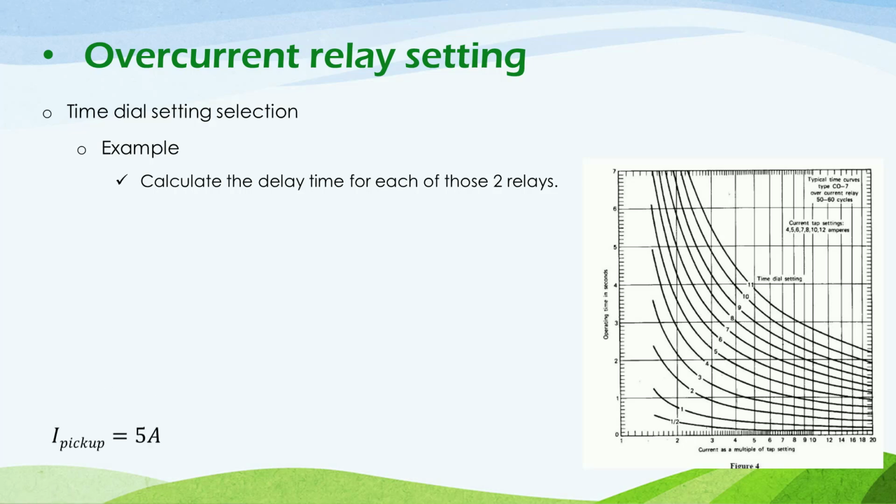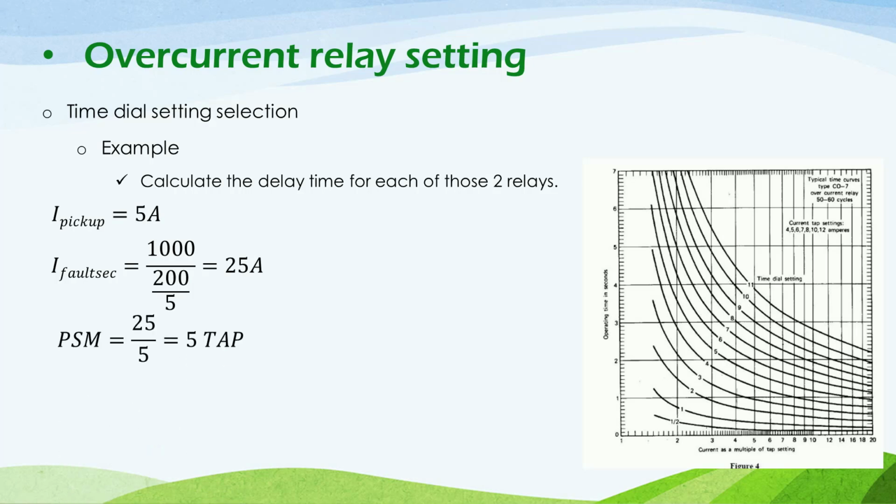And first of all, its pickup current equals 5 amperes. And its fault current that reaches the secondary equals the fault current, which is 1000 ampere, over the transformation ratio, which equals 200 over 5. So the secondary fault current equals now 25 amperes. And after that, the plug multiplier setting will equal the short circuit current through the secondary over the pickup current. So it's equal to 25 over 5, which gives 5 taps.